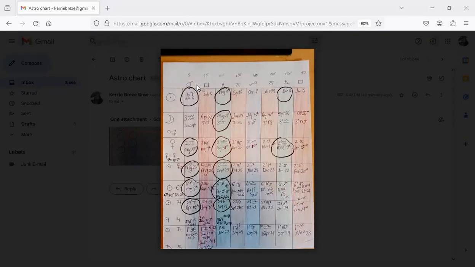I'm trying to think what else I did. I think that's all I did. Did I add the other one over here? Maybe I added the sextile on this side too, on the other chart. I can't remember, probably. But that gives you all the aspects.